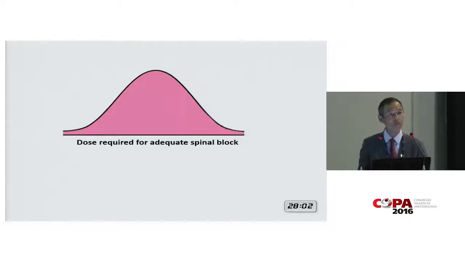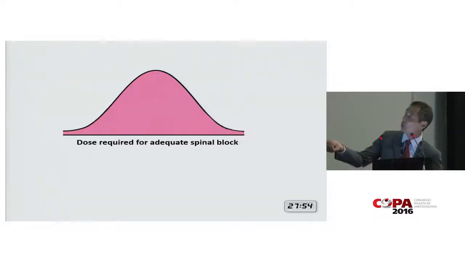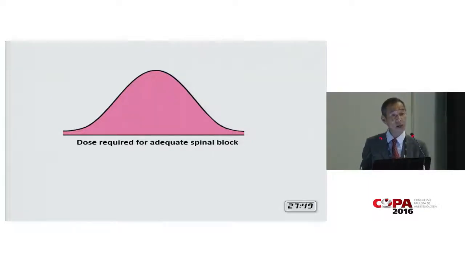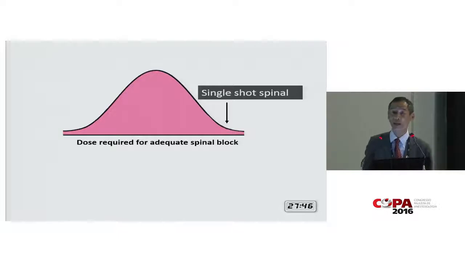And we can show this by imagining the dose that is required for an adequate spinal block, which probably approximates a normal curve, as you can see here. Now, for those of us who normally like to perform single-shot spinal anesthesia, most of us would normally choose a dose on the right-hand side of the curve as shown here, really with the objective of trying to minimize this area shaded in blue, which would represent those patients in whom your block is inadequate.